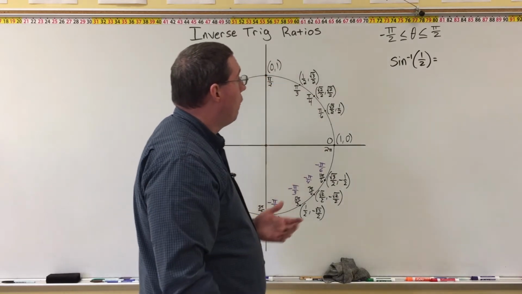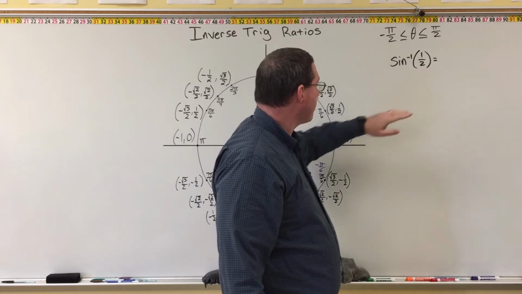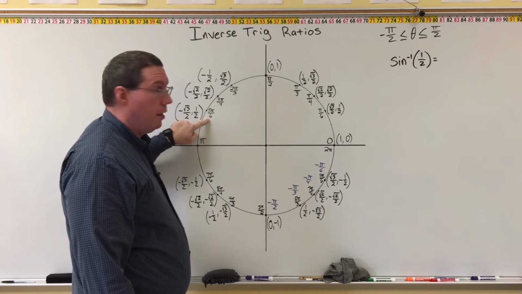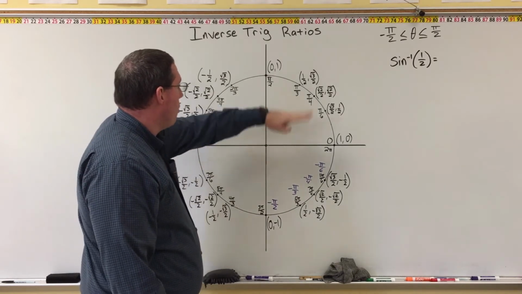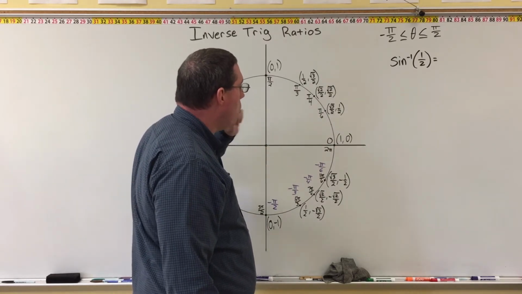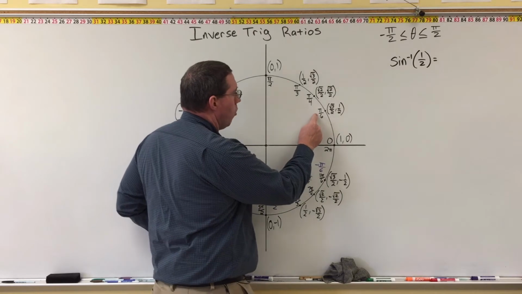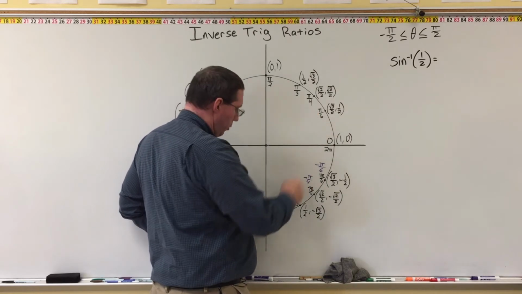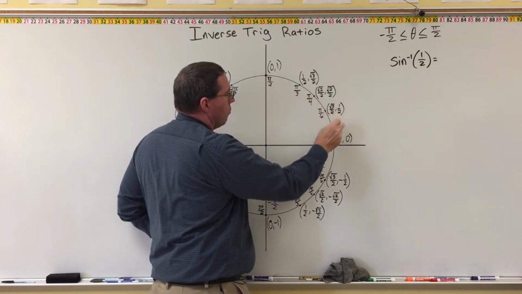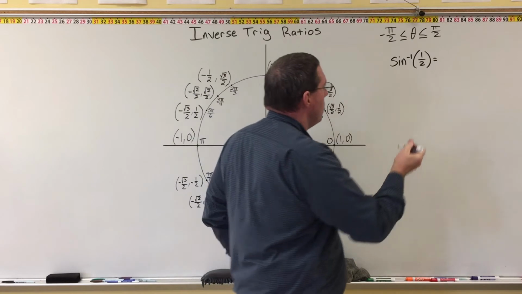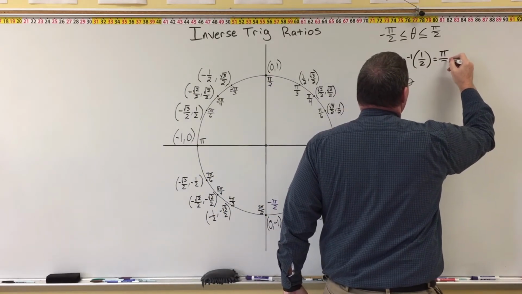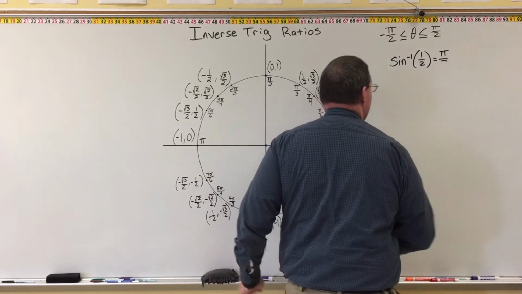Okay? And so, for sine inverse of 1/2, this would not be an option. 5 pi over 6 is not an option. And neither is going around more than once for 13 pi over 6. There is only one theta angle between negative pi over 2 and pi over 2 that has a y-coordinate of 1/2, and that is pi over 6. Therefore, the one and only answer to sine inverse of 1/2 is pi over 6.